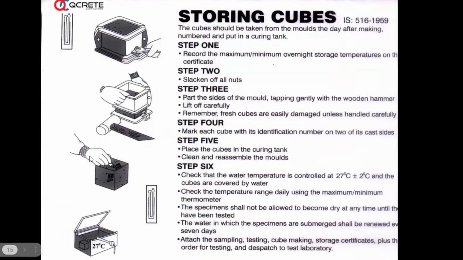Okay, so this is an elaboration of the same. How we have to cast the cubes, etc.